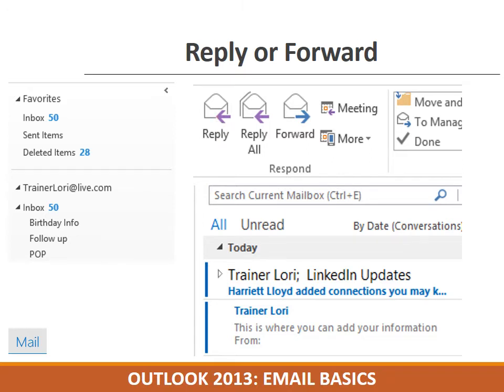In Mail, select the message you want to reply to, and then select your action. Reply responds to the sender. Reply All responds to everybody the original email went to. Be careful, you may not want to do that. And Forward, and that means send it to somebody who didn't get it originally.